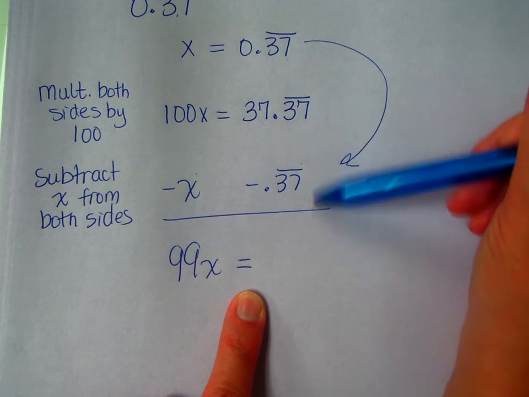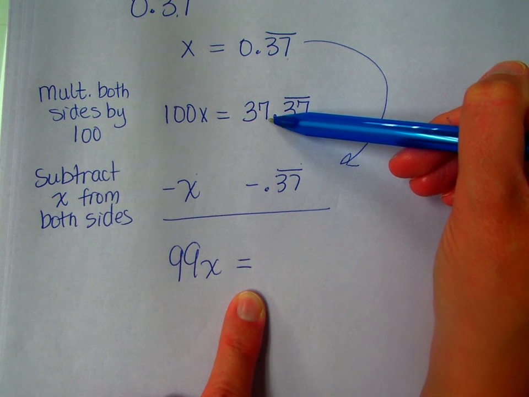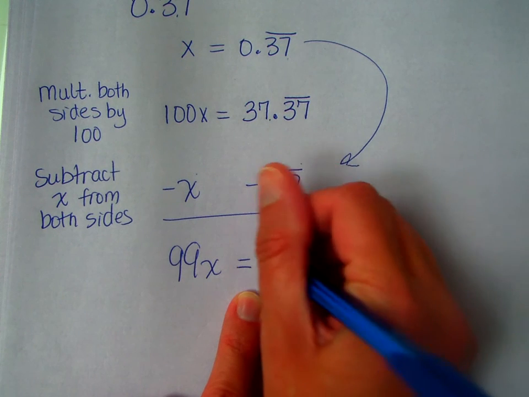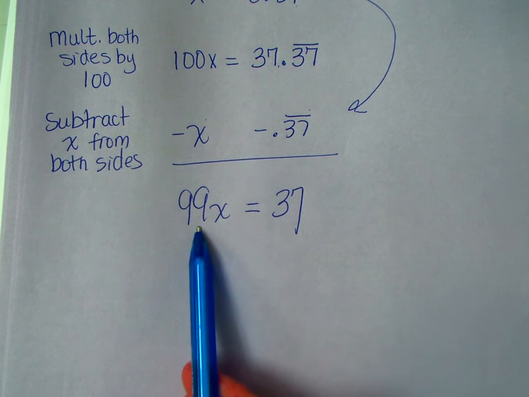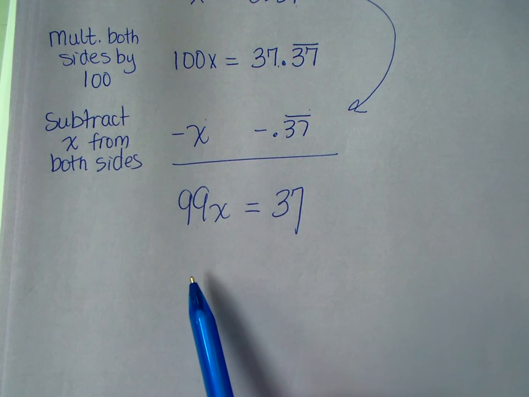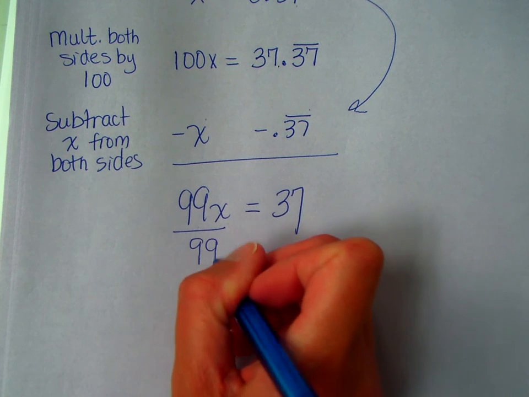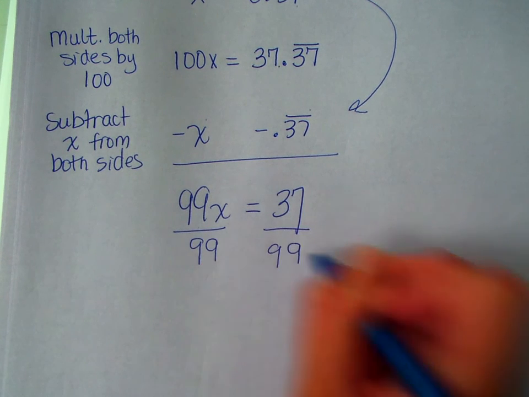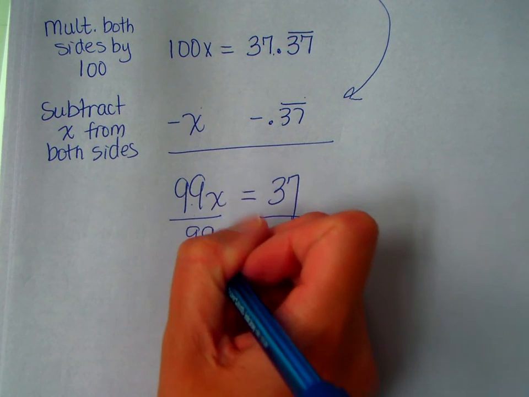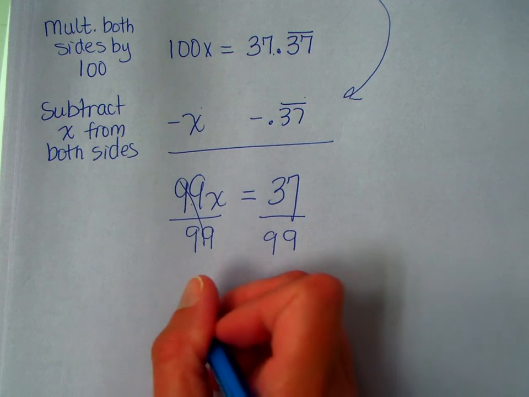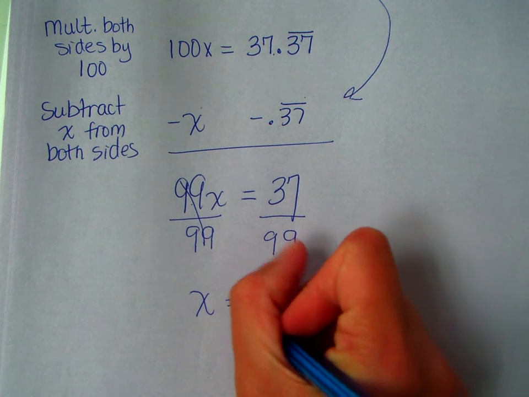The whole reason we're doing this is to get rid of all that repeating part. So we're left with 37. All right, and now we can solve it. One final step, we're going to divide by that 99. So 99 divided by 99 cancels to 1. And then here's our fraction. Does 37 over 99 simplify at all? Nope. So we're all done. We would just leave it like that.